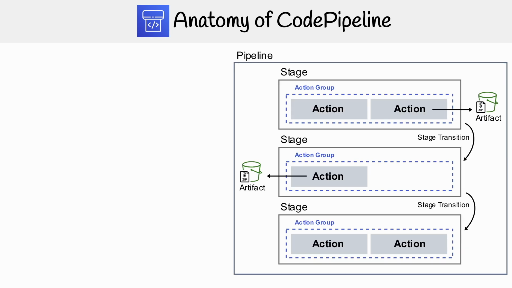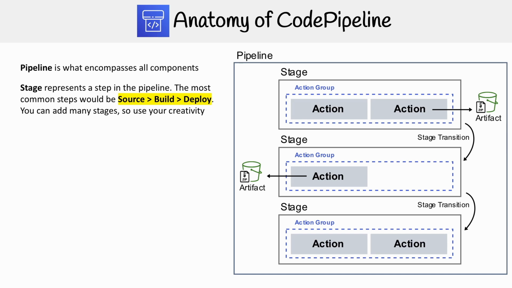All right, so let's look at the anatomy of a CodePipeline. So here I have a technical architecture that has all the components, and starting at the top, we're going to look at the pipeline itself, and this is what encompasses all the components. Then you have stages, and we have multiple stages and they represent a step in the pipeline. The most common setup would be source, build, and deploy. When you first set up CodePipeline, they force you to set up these 3 stages. But after that, you can set up as many stages as you like.